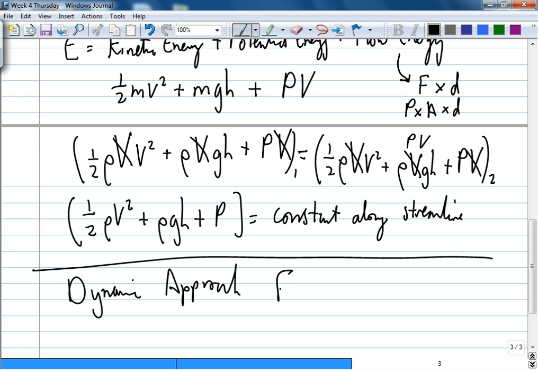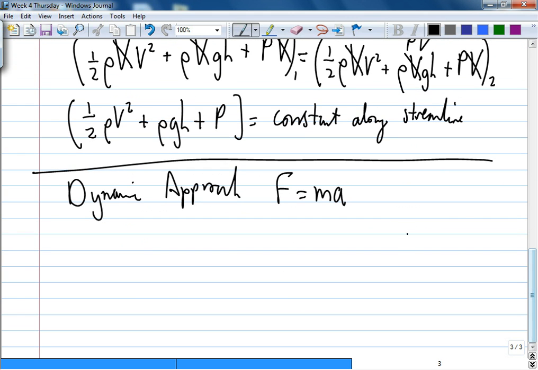Dynamic approach means F equals ma, that's dynamic. So dynamic approach, a bit more complicated. You need to look at the forces. This a is the total acceleration. We'll show you a bit later.